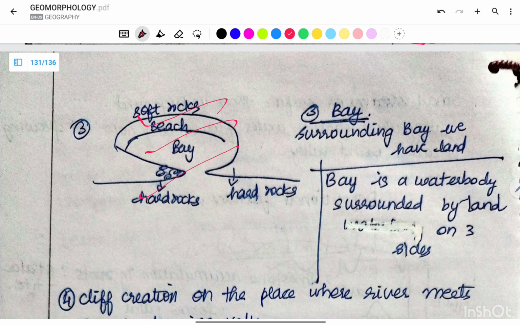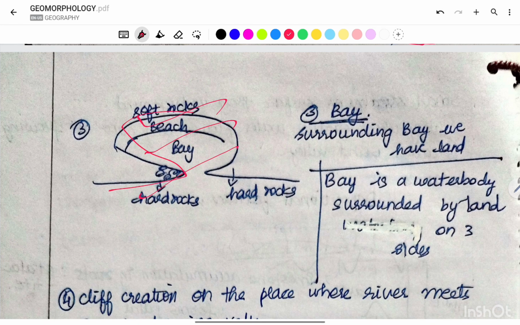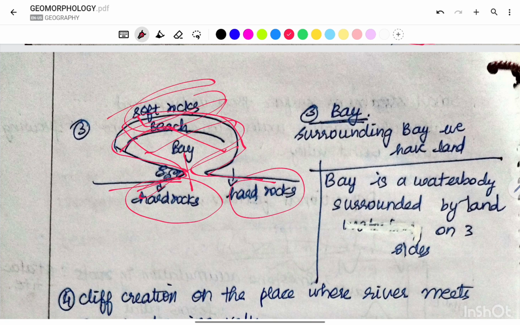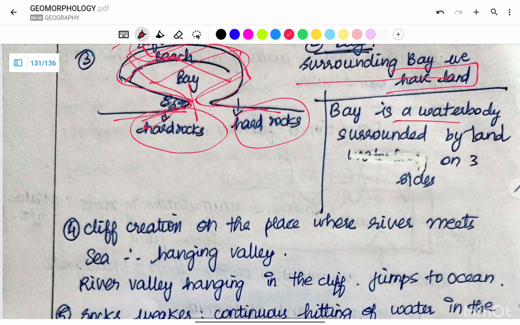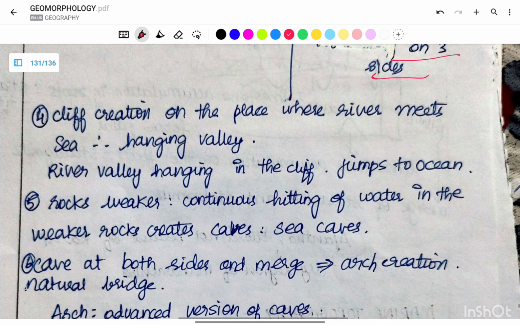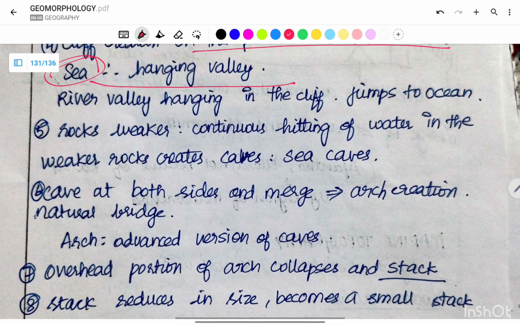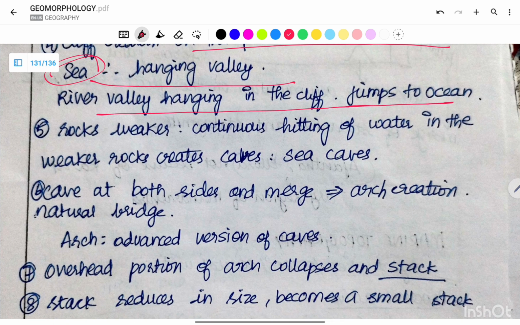Soft rocks at the beach, and the bay is formed over here. We have a bay, and then we have hard rocks. These hard rocks are unable to erode. Bay, beach, and then the soft rocks. Surrounding the bay we have land. A bay is a water body surrounded by land on three sides. A cliff where the river meets the sea gives a hanging valley, a river valley hanging in the cliff that jumps to the ocean.